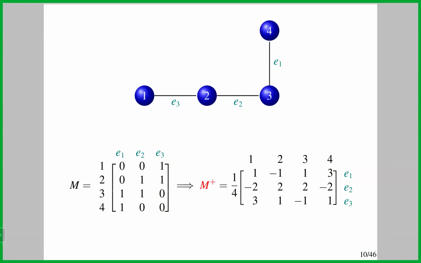Now if you look at the 1-4 entry of M plus, which is 3. If you delete edge 1, vertex 4 is on one side of that edge, and the other side has 3 vertices. So that's why the 1-4 entry is 3. I call this theorem "look at the other side." When you delete an edge, look at the vertex and look at the other side of the graph and see how many vertices are there.